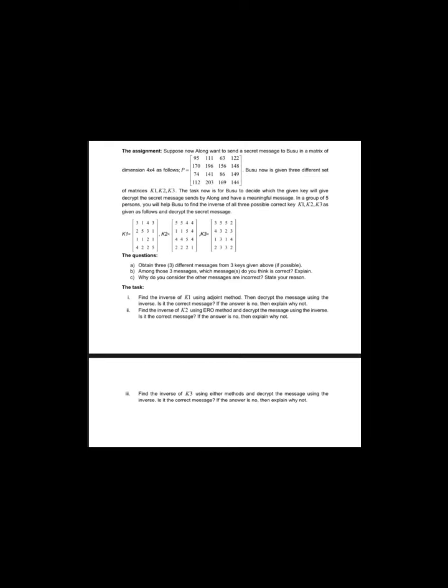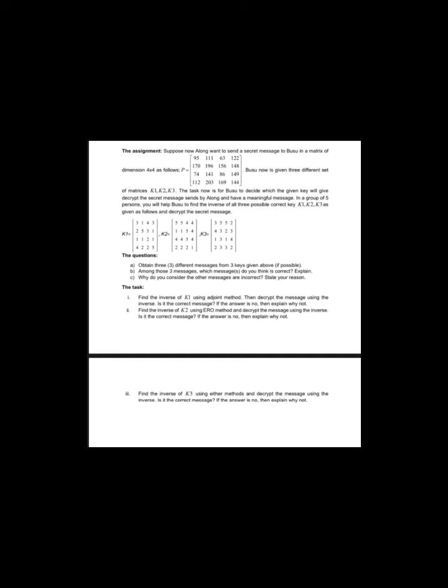The assignment or the situation that is given to us is, suppose now Along wants to send a secret message to Busu in a matrix of dimension 4 times 4 as follows. P is equal to the entire matrix that is given. Busu now is given 3 different sets of matrices, which are K1, K2, and K3. The task now is for Busu to decide which given key will decrypt the secret message sent by Along and have a meaningful message.